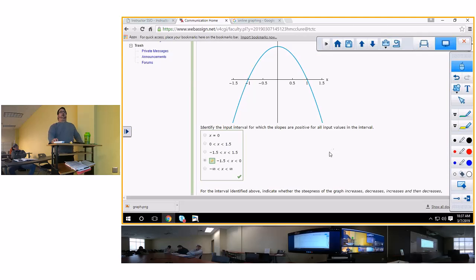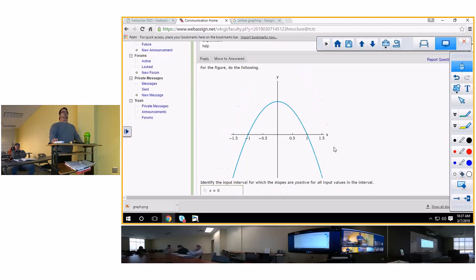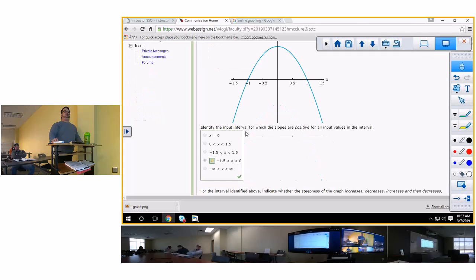Okay, these are ending behaviors. All right, it's saying here, do the following. Identify the input interval. Y'all know what input interval means? I hate this book and this website. Y'all know what input interval means? Anybody? No. It starts with a D. It's a domain. So mark that stupid word out and put domain.